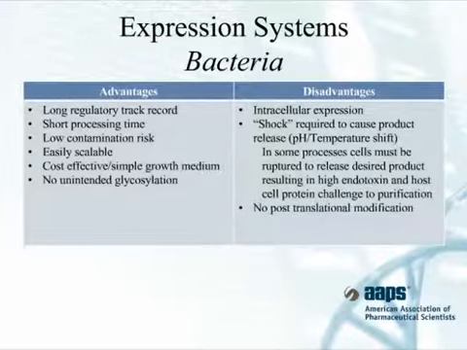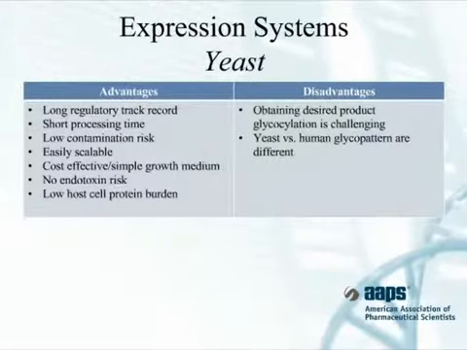Next, we will look at yeast. Here again, some of the advantages. We have a long regulatory track record, short processing times, low contamination risks, easily scalable, cost-effective due to simple growth medium, no endotoxin risk, low host cell protein burden, and again, some of the disadvantages are obtaining desired product glycosylation is challenging, and yeast versus human glycopattern are different.